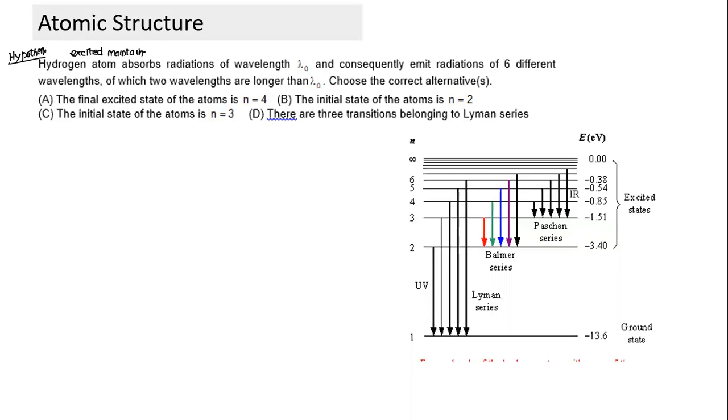So you may come across some questions where initially all the atoms are not necessarily in the ground state. It is clear here that initially they are kept in the excited state. That's what you need to find. What are the initial state and the final state? When it absorbs radiation, it will move to a higher state. So there was initially a lower state and then it moves to a higher state.